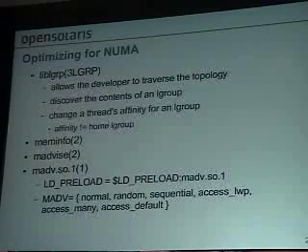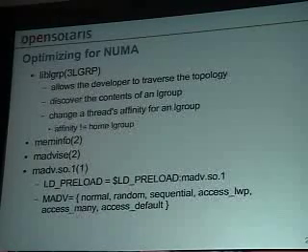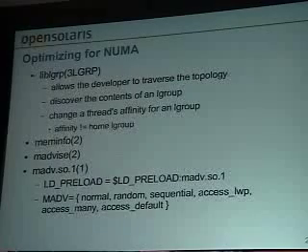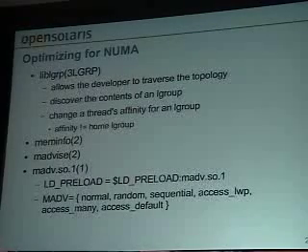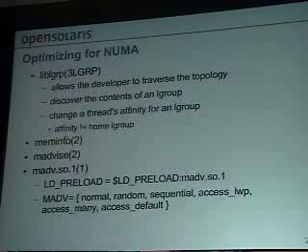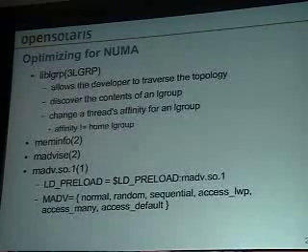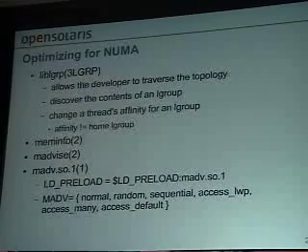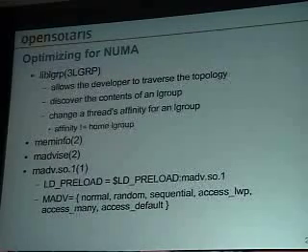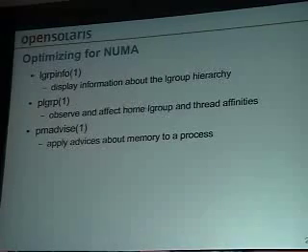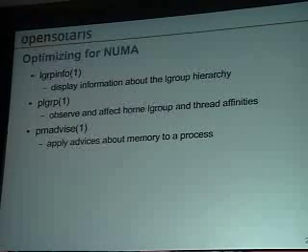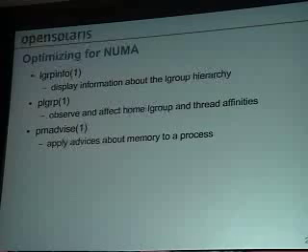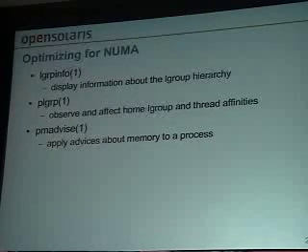For instance, all of these advices here you can use with both madv.so.1 or through the liblgroup. So you can say that all my threads are going to behave randomly, so spread it around, allocate memory from all over the place, or it's sequential, or you have many threads accessing the space that I'm allocating. There's liblgroup, there's LGroup info, which displays information about both the hierarchy and the specific L groups. I have some examples on the next slides.